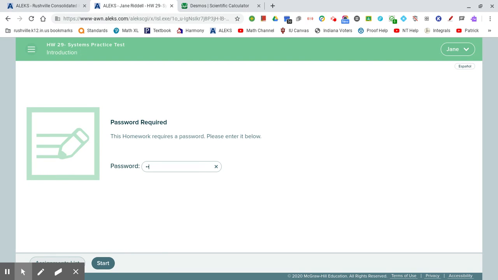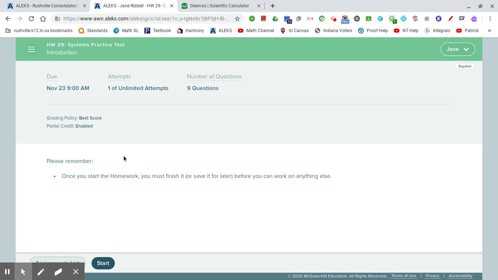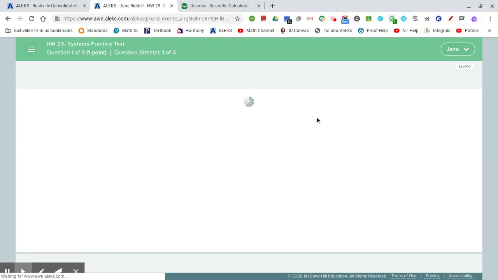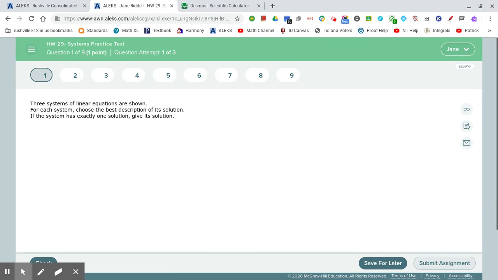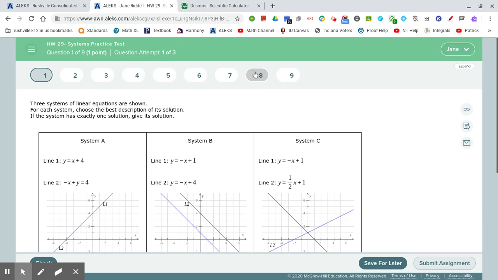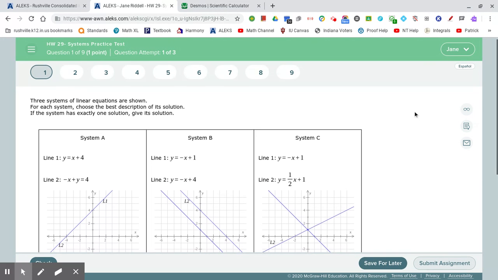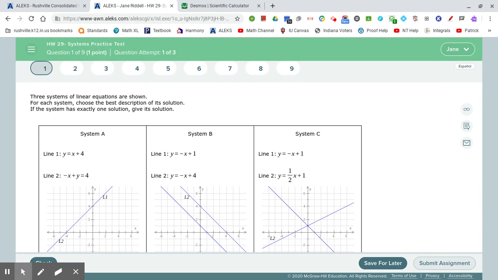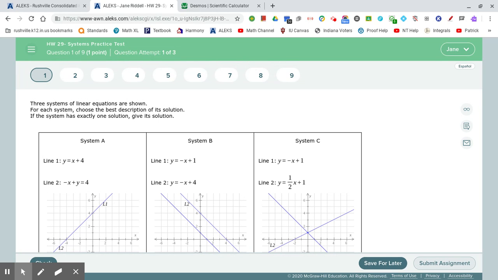test. Yours will not be password protected, but right now I don't want anyone else to access it. So I have it password protected, and on the day it is assigned, that will not be there. As you can see that there are 9 questions, you are going to have a test that is very similar to this assignment that will also have these same 9 questions on it.